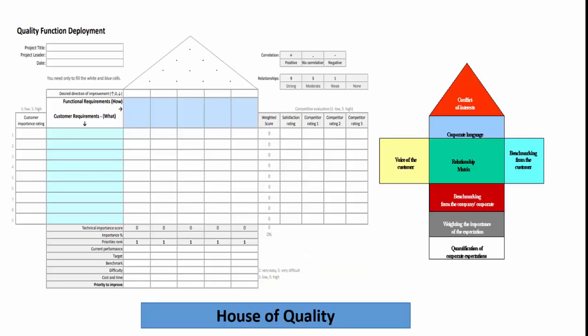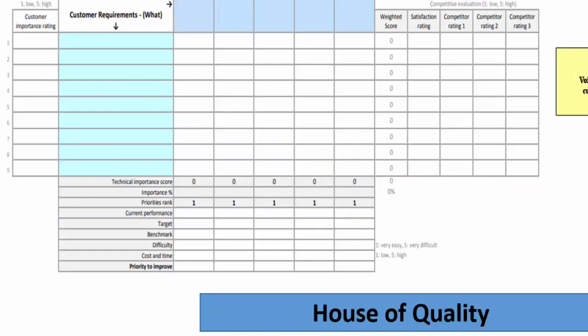The last house, the second last, which is weighting the importance of the expectation, is this one, where you would have your current performance mentioned, you would have your target, your benchmark, once you've calculated everything from your relationship metrics. And then you would have your own quantification of corporate expectation, which is over here: on what project, what is the difficulty level, how much cost and time it would take, and what priority is given to improve on this project. So we are going to discuss each and every house in detail.